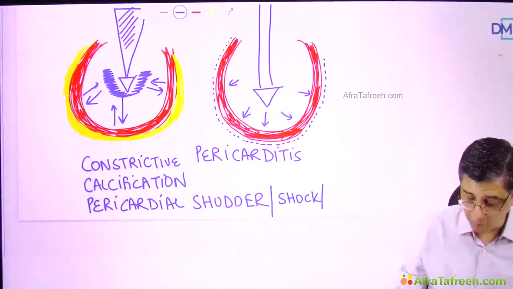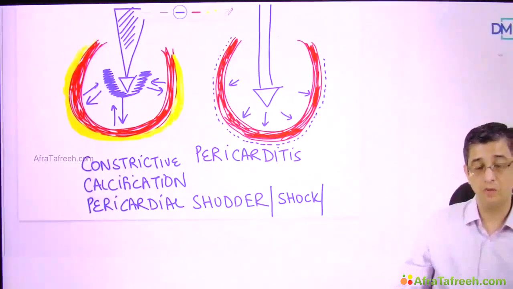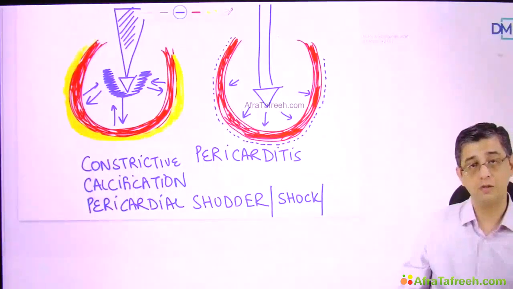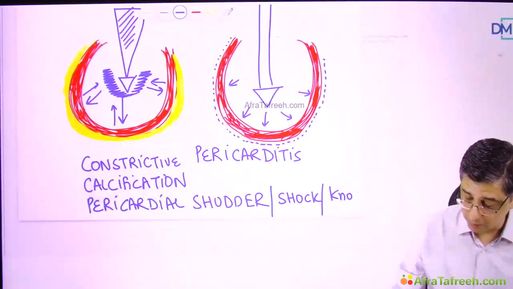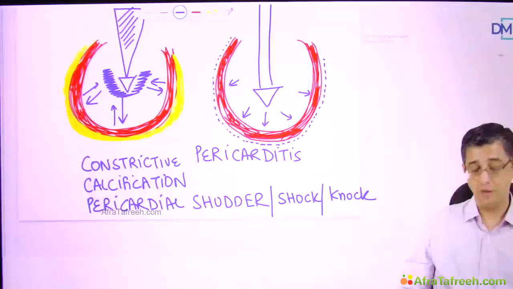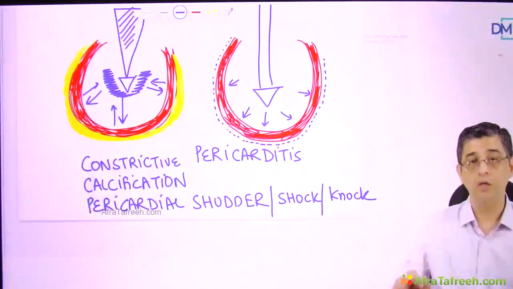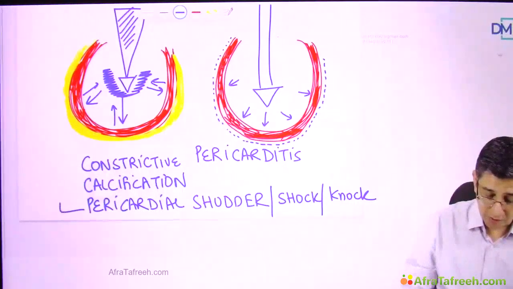In fact, most examiners will love to use the word pericardial shock because they want you to confuse this with the routine kind of shocks: hypovolemic shock, distributive shock, obstructive shock. He can say the word pericardial shock, he can say the word pericardial knock. Please remember, pericardial shudder, shock, knock, all three mean the same. They are auscultatory findings with the same concept.